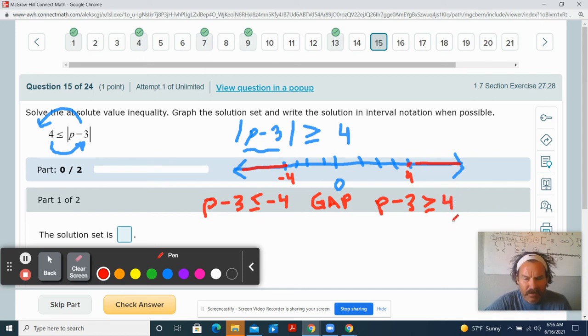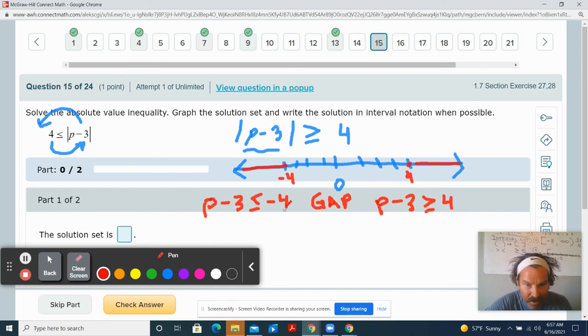So I'll let you guys absorb that for a second. I wrote down what was inside the absolute value sign, less than or equal to negative 4, because that's on this side. And then I wrote down what's inside the absolute value sign, and it's greater than or equal to 4, and that's on the right-hand side. And now I simply have to solve this for P.